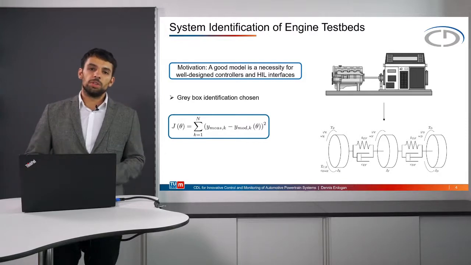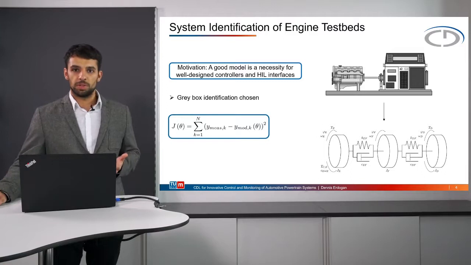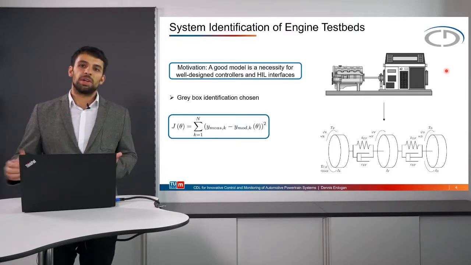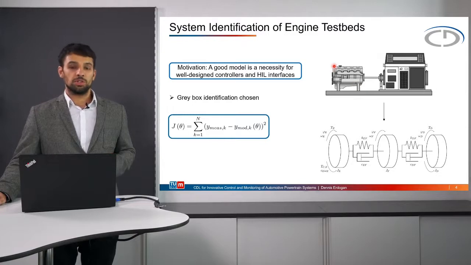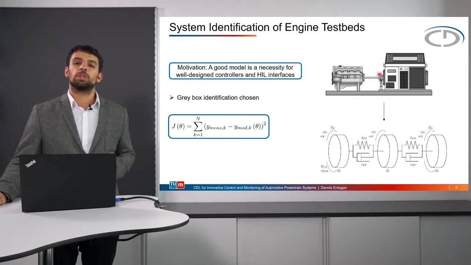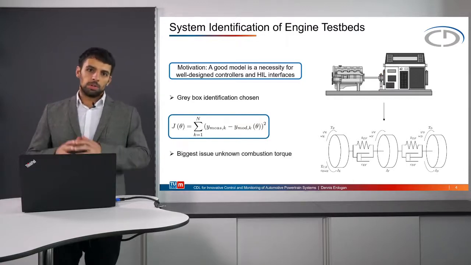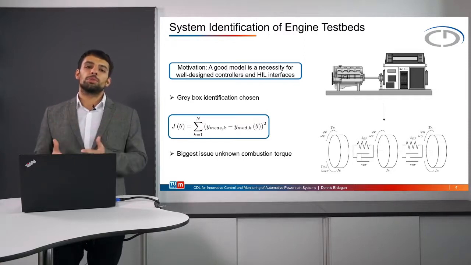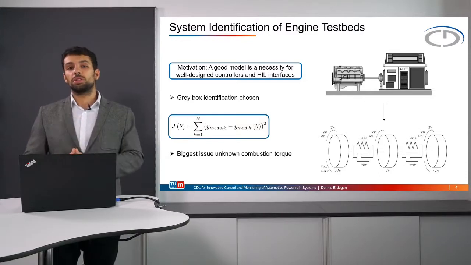The input to the system, or to excite the system, is the dynamometer torque, and the outputs, so the measurements in this case, are the speed of the dyno, the speed of the engine, and the shaft torque, which can also be measured. The biggest issue here, or the biggest challenge, is the unknown combustion torque, which is influencing the quality of the measurements.